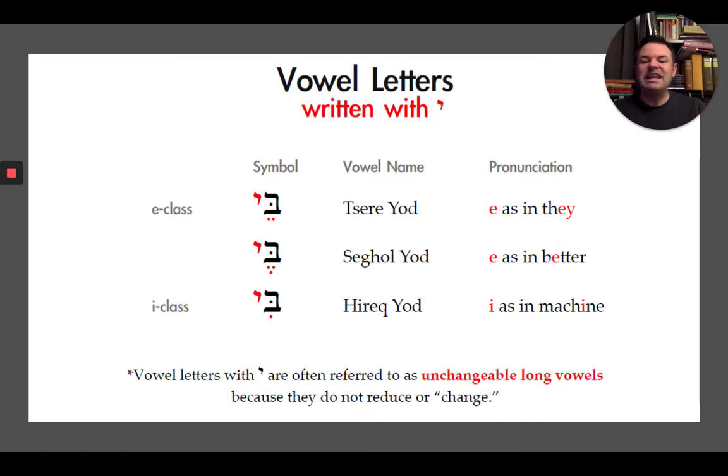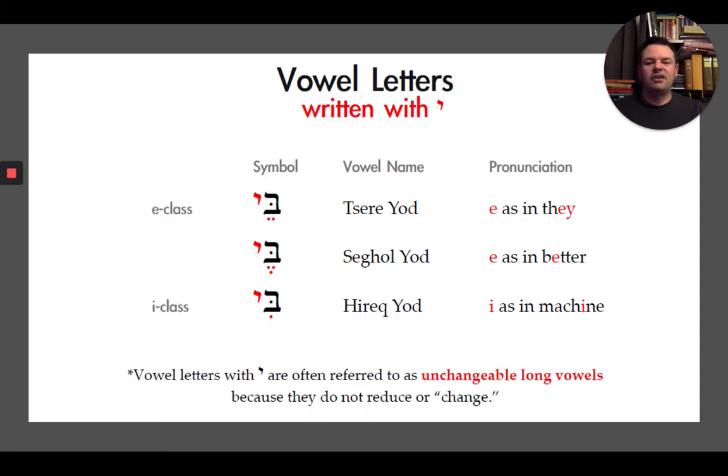It's an E-E sound. Machine, right? So you've got the I sound like machine. It almost sounds like two E's next to each other in English. So that's really the one that you would want to focus on in this slide. The Tsere yod and the Segel yod, they sound the same as the Tsere and the Segel. Right? Here, the Hirik yod is going to be the only one that sounds a little bit different.